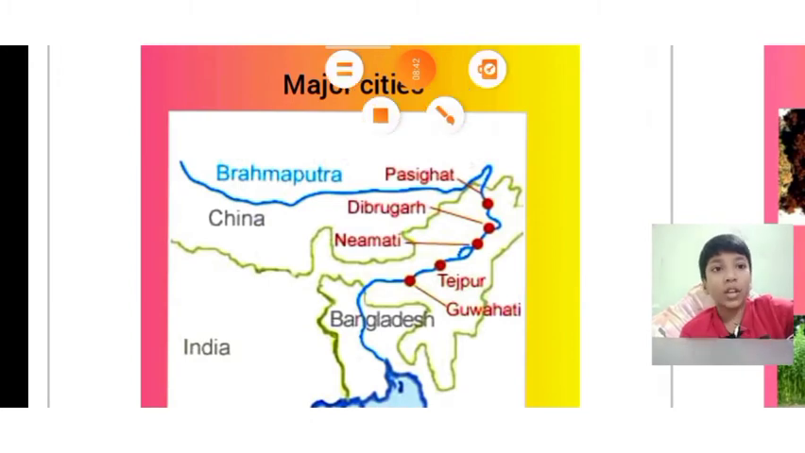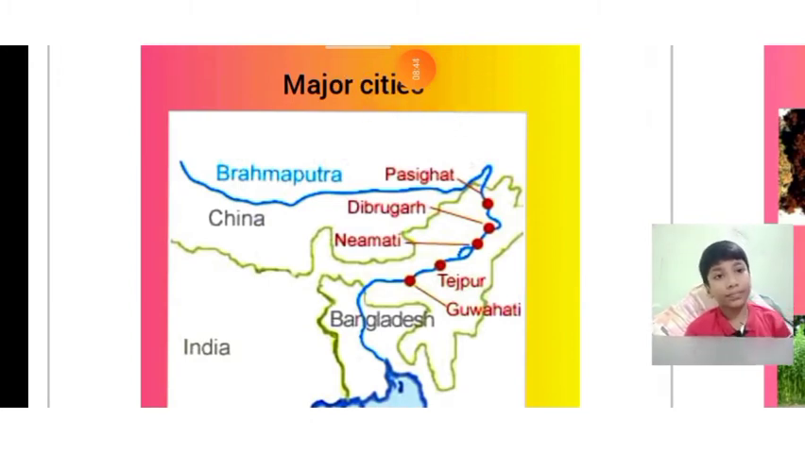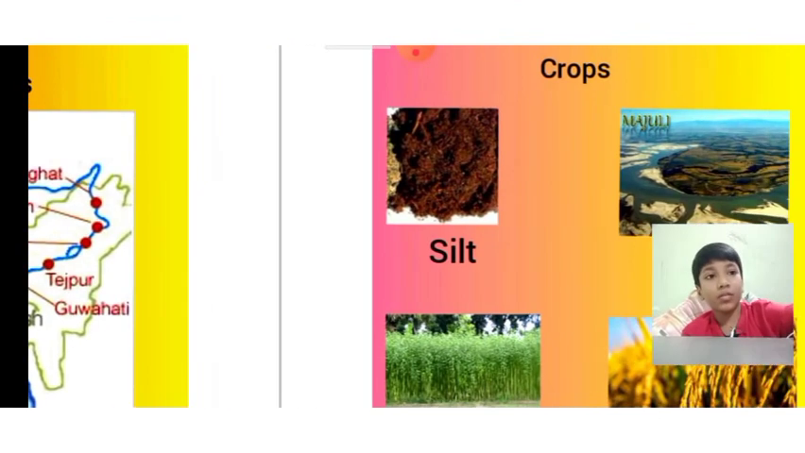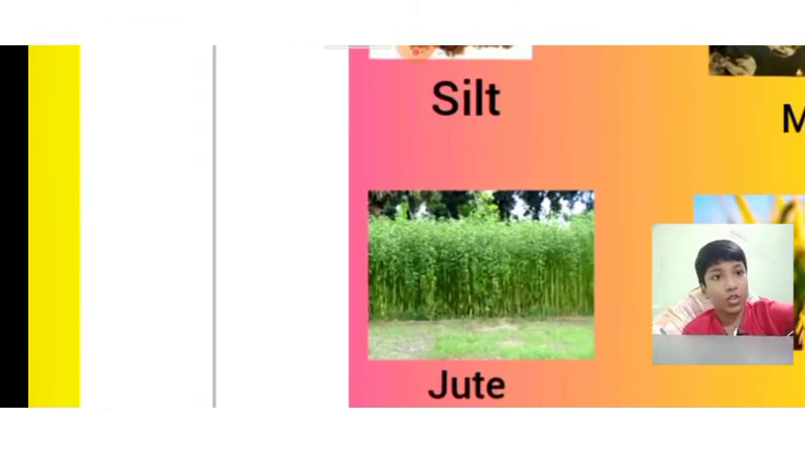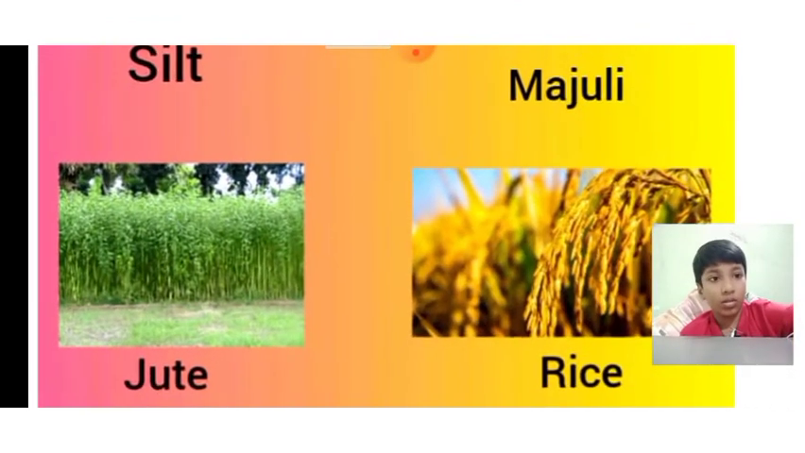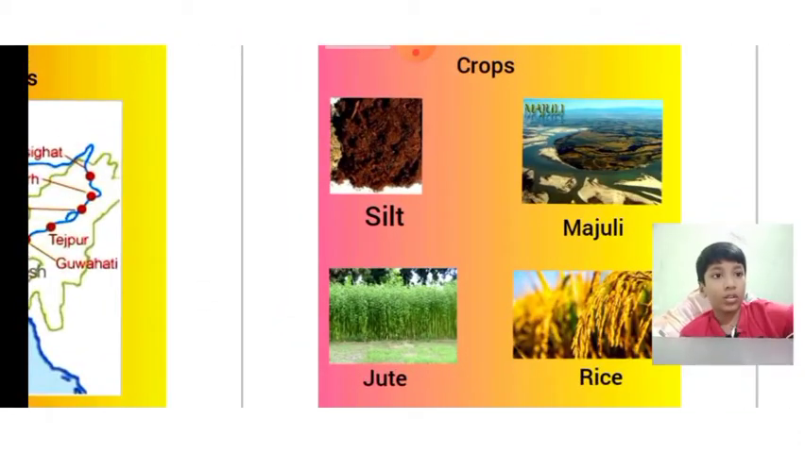Major cities located in Brahmaputra. They are Pasighat, Dibrugarh, Numaligarh, Tezpur, Guwahati. Those are major cities located in the Brahmaputra basin. Major crops grown in the place, that is jute and rice, are grown in the Brahmaputra basin.